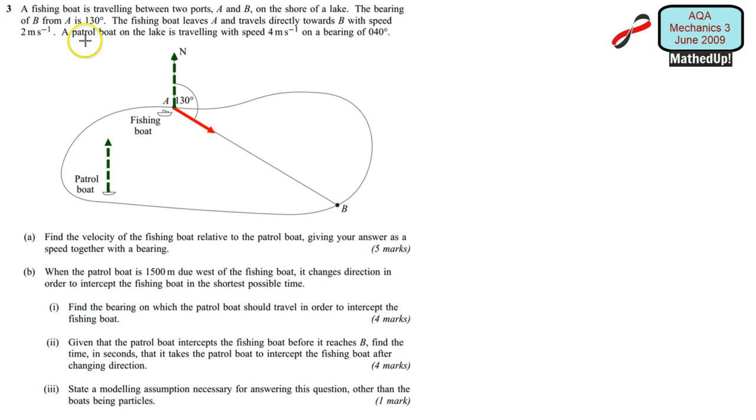And we're being told that this one here, I'll mark it in blue, the patrol boat is travelling with a speed of 4 meters per second on a bearing of 40 degrees. So let's just mark in all the information that we know first of all. So that's going to be 2 meters per second for that one, black. And this one's going to be 4 meters per second, and we have an angle here of 40 degrees.